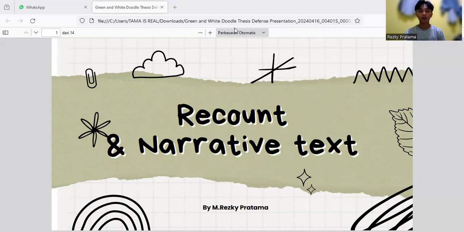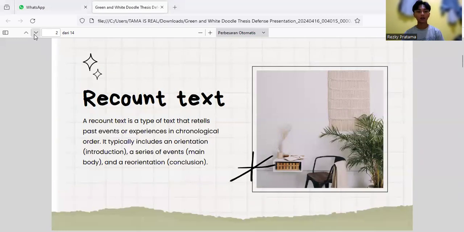And now I will explain to you about recount and narrative text. We move to recount text. A recount text is a type of text that retells past events or experiences in chronological order. It typically includes an orientation or introduction, a series of events, and a reorientation as a conclusion.